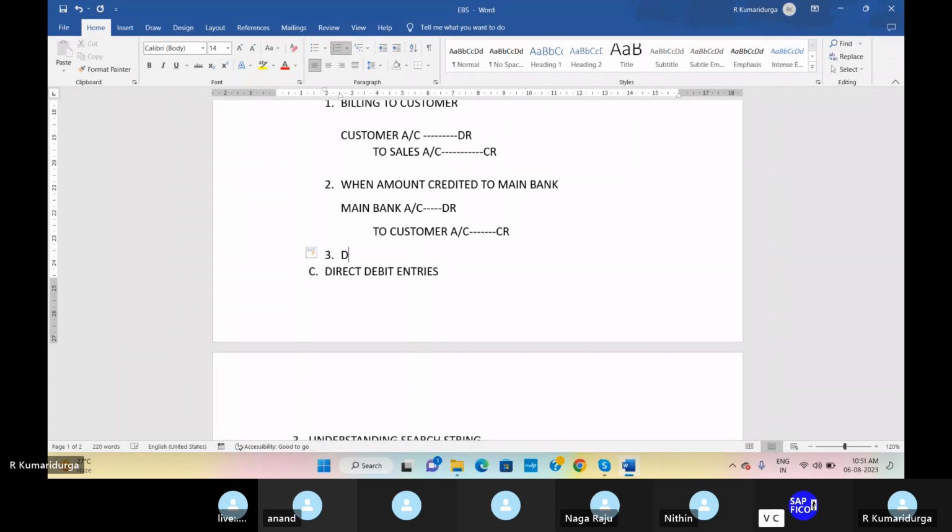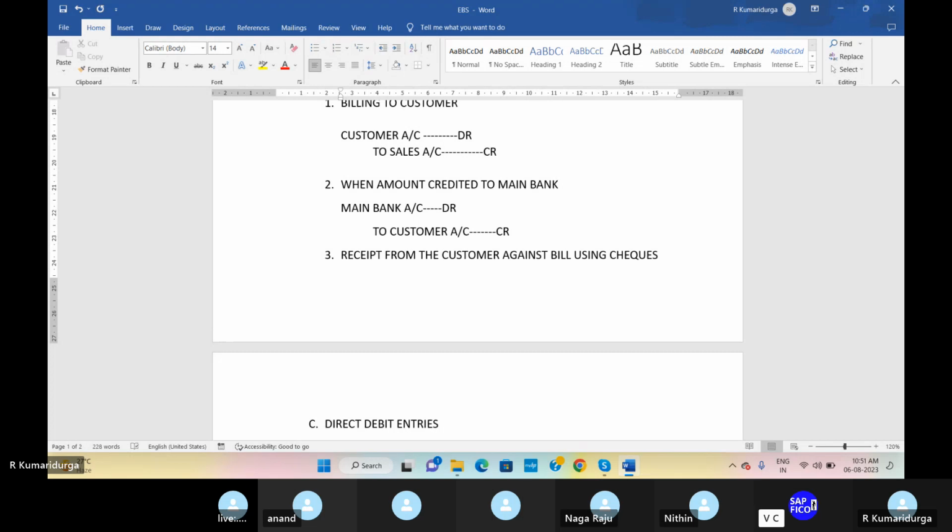Third point is receipt from the customer against bill, and all of you, don't get too much confusion. These are the entries you generate daily, but they will be taken by the end users, SAP end users. Okay. Receipt from the customer against bill using checks. Then billing to customer.